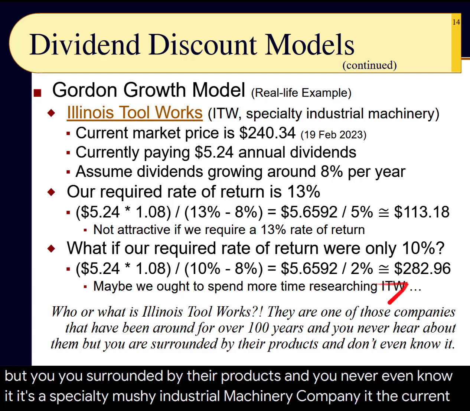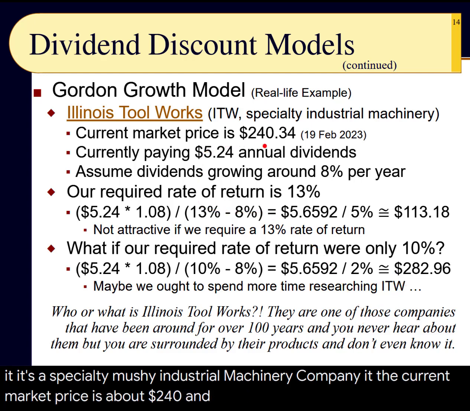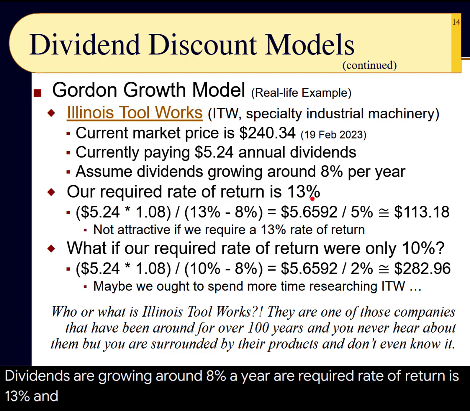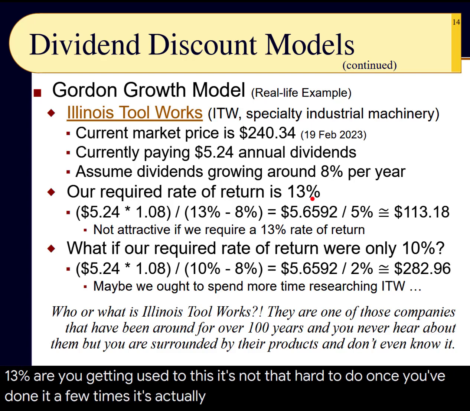The current market price is about $240.34. They're currently paying $5.24 in dividends. Assume the dividends are growing around 8% a year. Our required rate of return is 13%. Are you getting used to this? It's not that hard to do. Once you've done it a few times, the calculation is trivial.